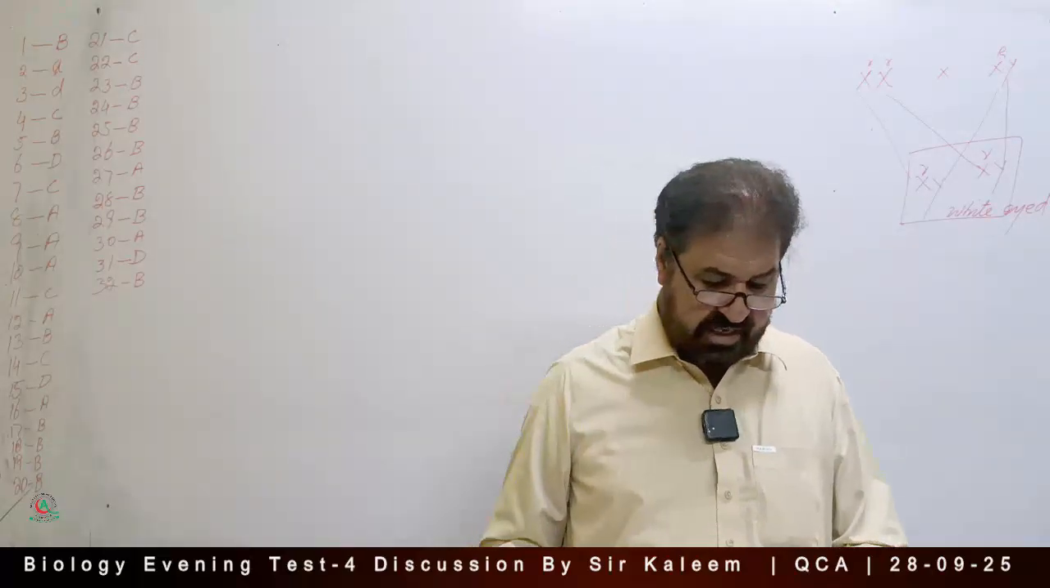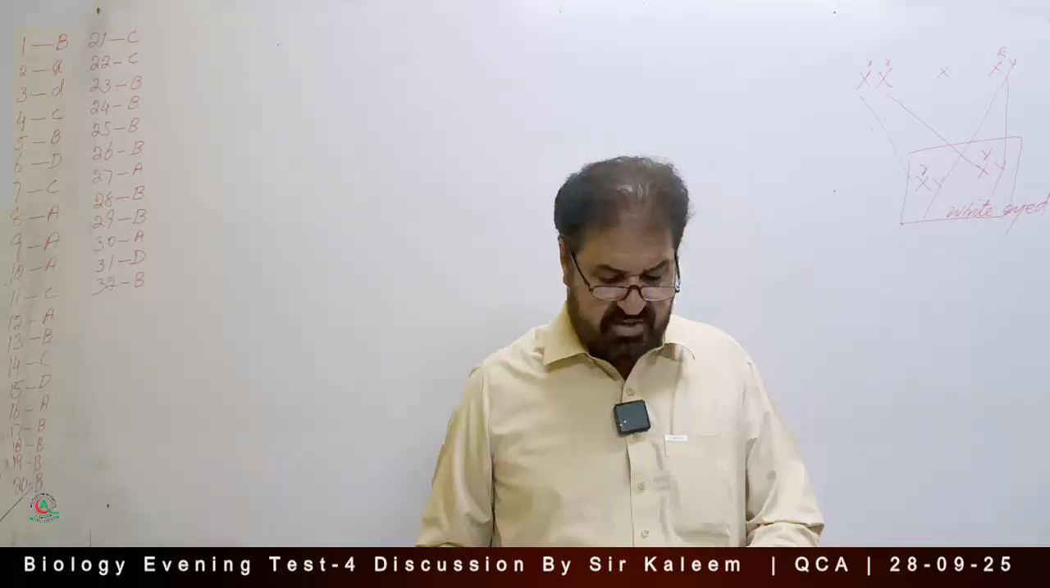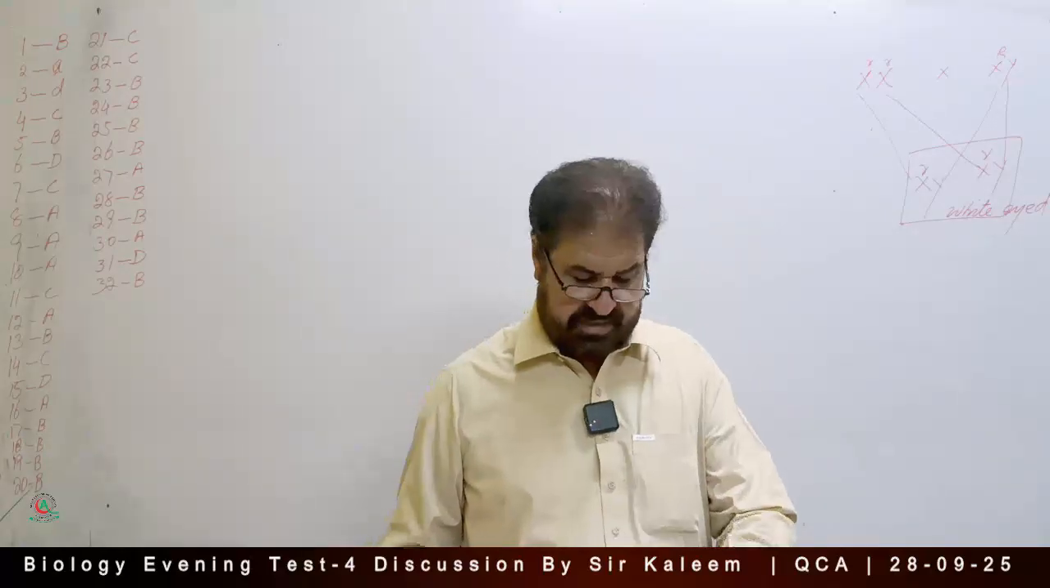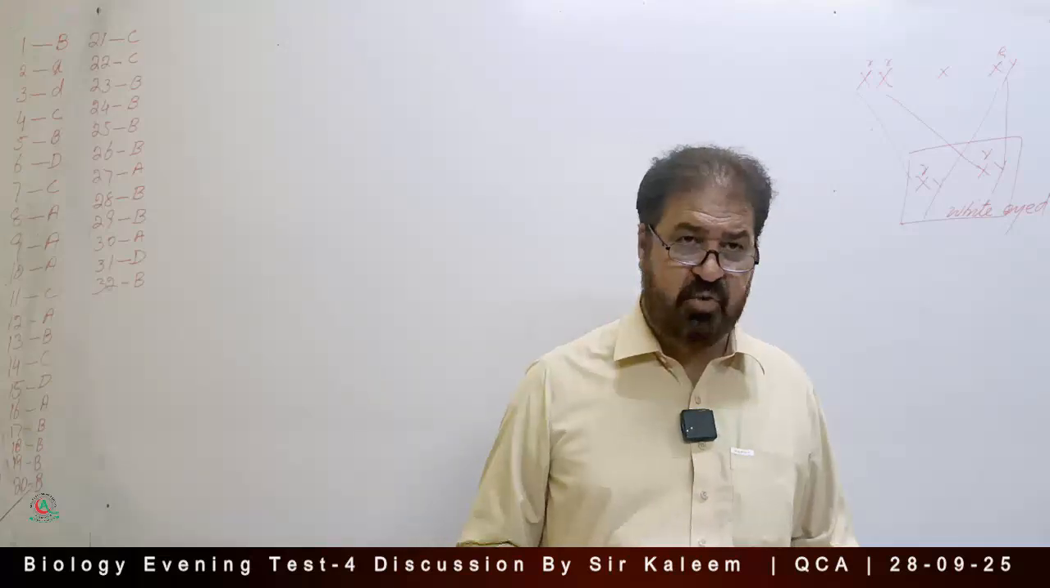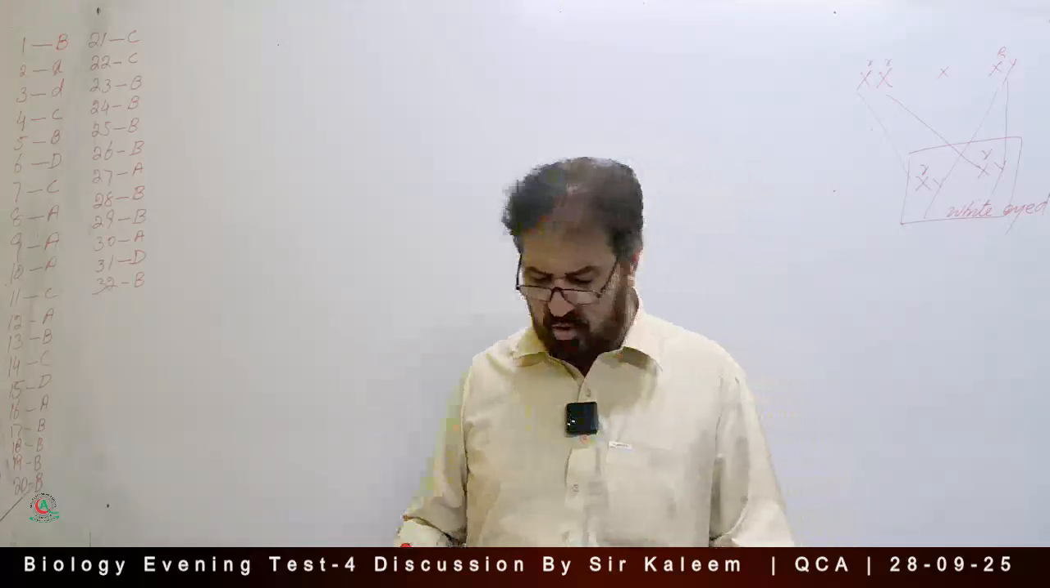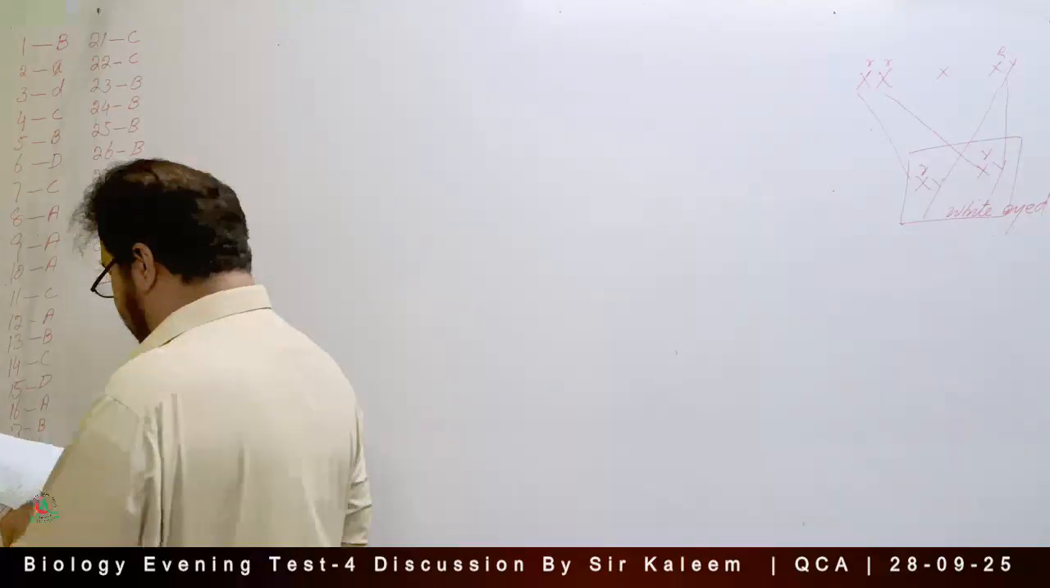Question number 33. Which of the following pod colors is dominant in the pea plant? Green. Green pod color is dominant over yellow. Yellow is recessive. So option D is correct.